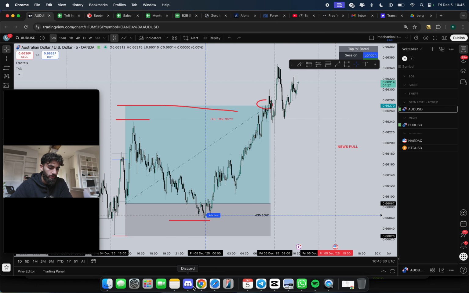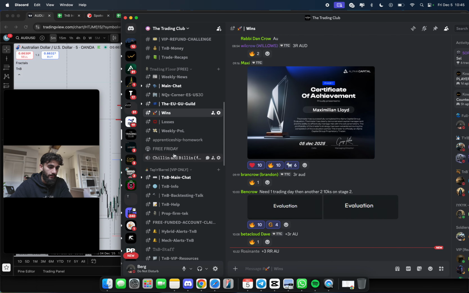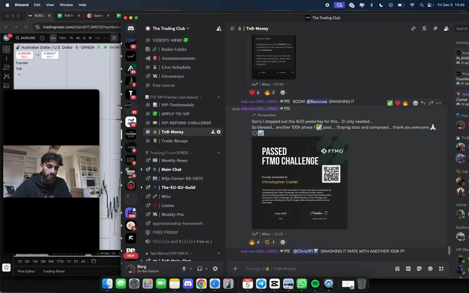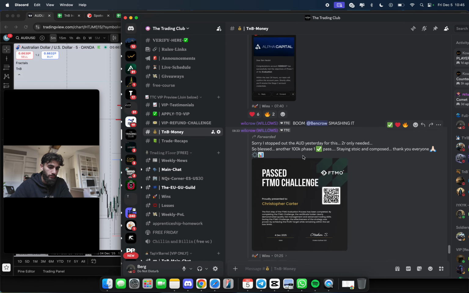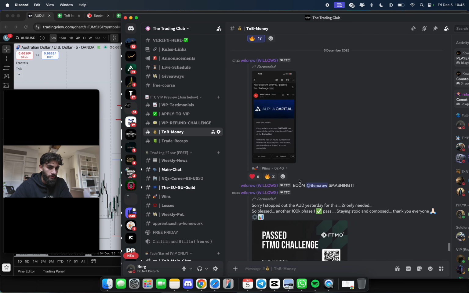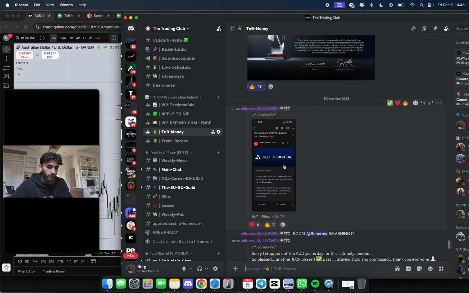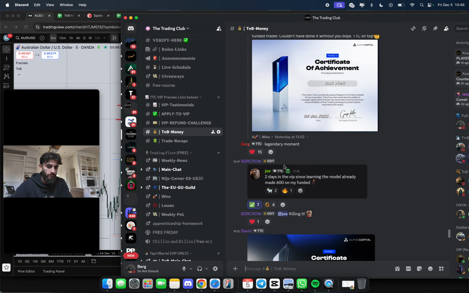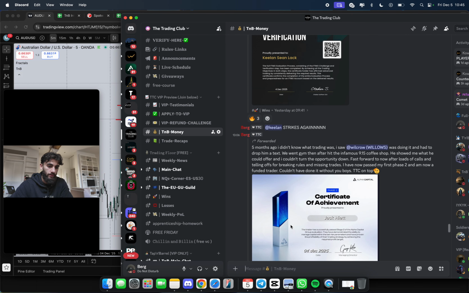All the VIP boys are smashing it. I'm so glad that everyone's now taking the right trades. Big up Chris for passing that 100k FTMO. He's also just passed another 100k FTMO, but phase 1, so he's still got phase 2 to go. Ben's just passed another account. Dave has just passed another account. Joe's literally up on his funding already. Jay Hyatt's finally passed an account after missing loads of wins.